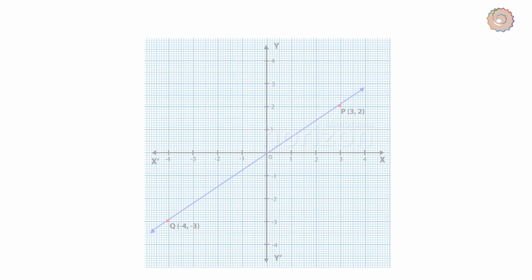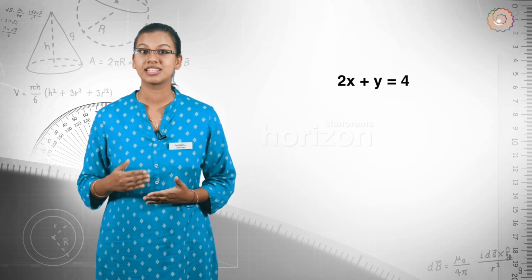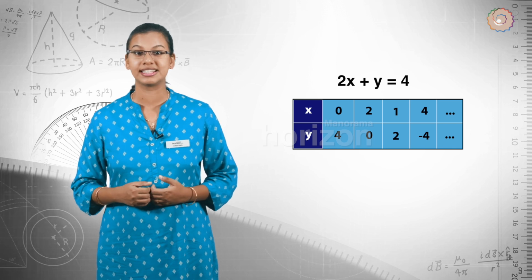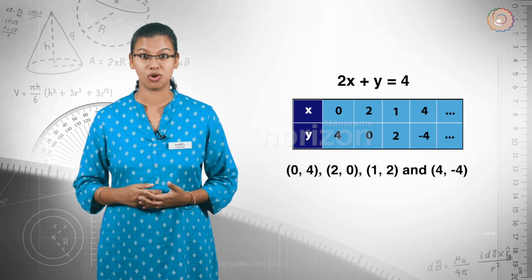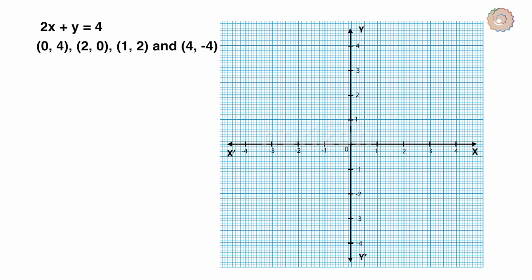Let's see in detail. Consider the linear equation 2x + y = 4. Let's first find a few solutions of this equation. Here we have 4 solutions, that is (0, 4), (2, 0), (1, 2) and (4, -4). Now on a graph sheet, draw an xy plane and plot these solutions as coordinate points. We locate (0, 4), (2, 0), (1, 2) and (4, -4) and name them as A, B, C and D respectively. Let's try to join any 2 points, say A and D.